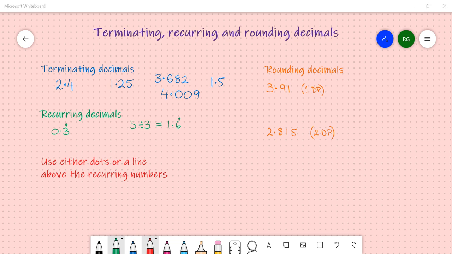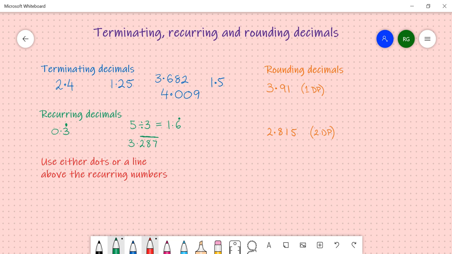You might also get a number that goes something like this, 3.287, and so on. And it continues repeating. Now, unlike the 0.3 recurring and 1.6 recurring, there's this whole section that repeats itself: 287, 287, 287. So rather than putting a dot above it, we can put a line across all three numbers to indicate that those three numbers repeat.